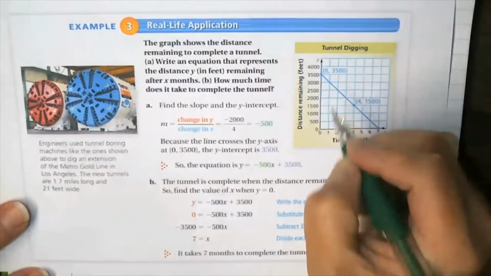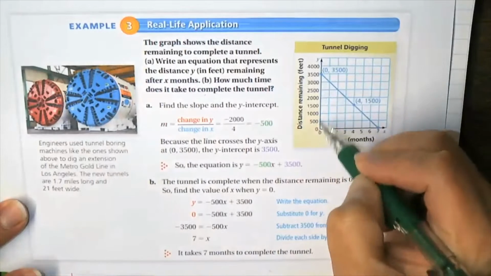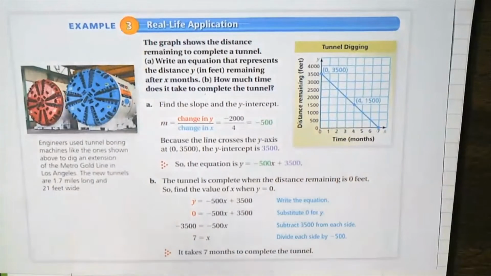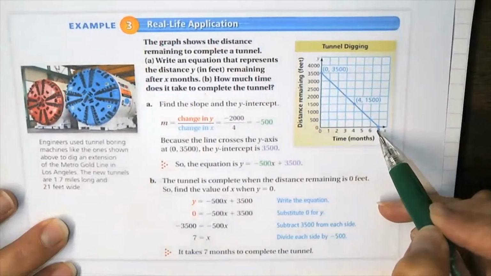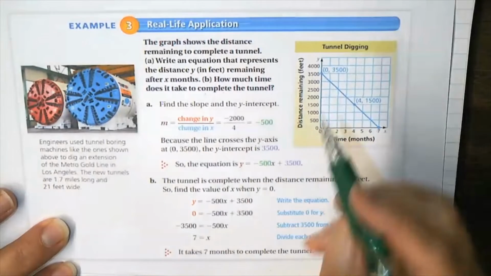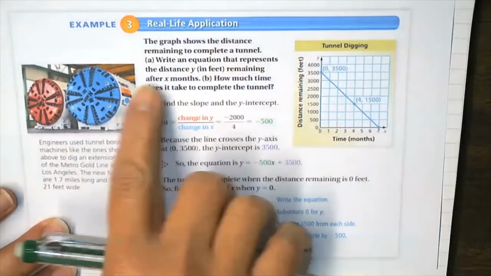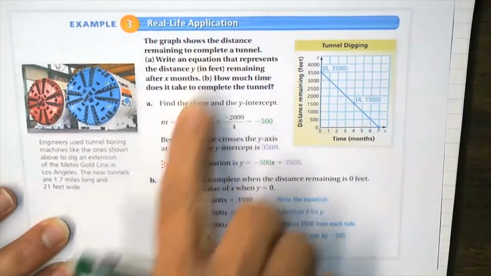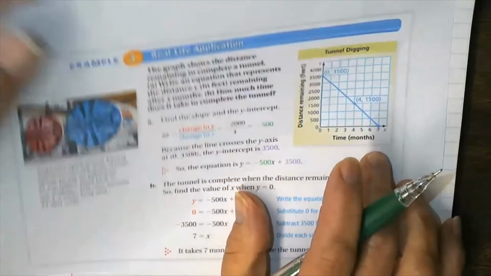Okay, so if we look at this, this is telling me how many feet we have left before we complete the tunnel. So as we tunnel, the feet we have left is getting smaller. That's why it is a negative slope. The feet we have left is decreasing as time goes on. So we have a negative slope. This is asking us to do two things. Find the equation, and then how much time will it take to complete the tunnel?